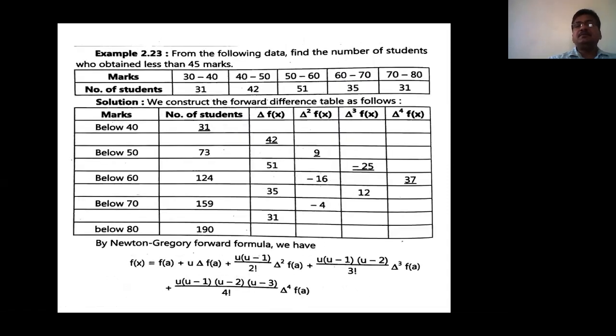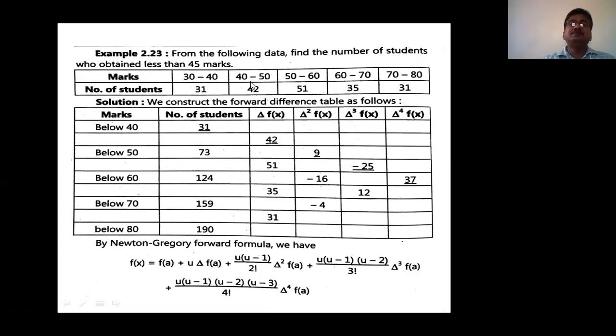Then the next problem, again: find the number of students who obtain less than 45 marks. So this is the table, where the first row denotes marks, and the second one is the number of students. The number of students who obtain marks between 30 to 40 is 31.